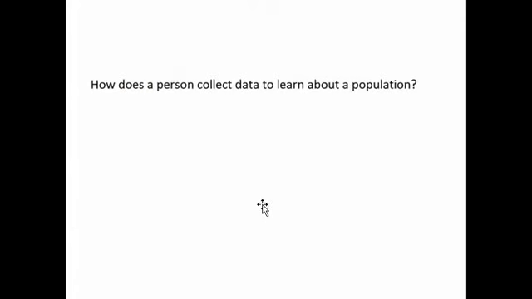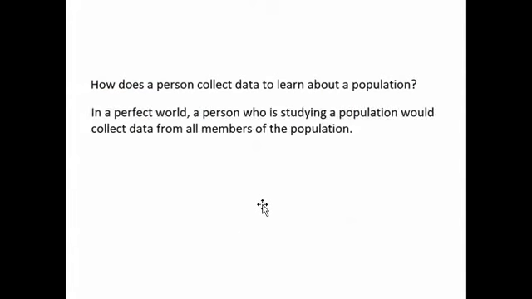So how does a person collect data to learn about a population? Well, in a perfect world, a researcher would collect data from every member of the population that he or she is studying. The reason why is because if you collect data from all members of a population, you get perfectly accurate information about that population. Think about this.